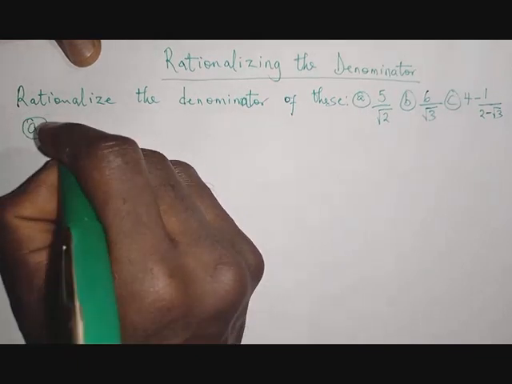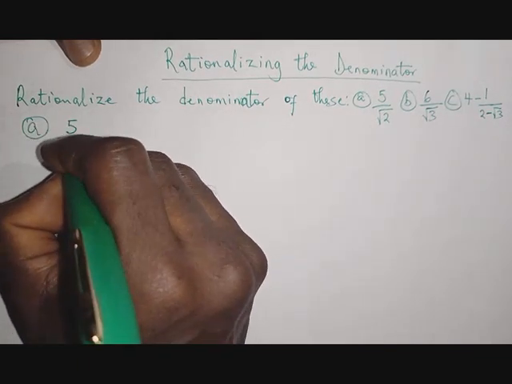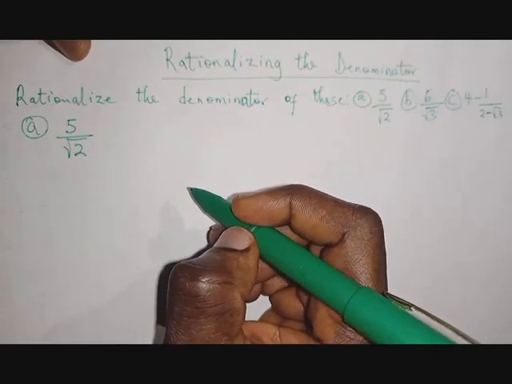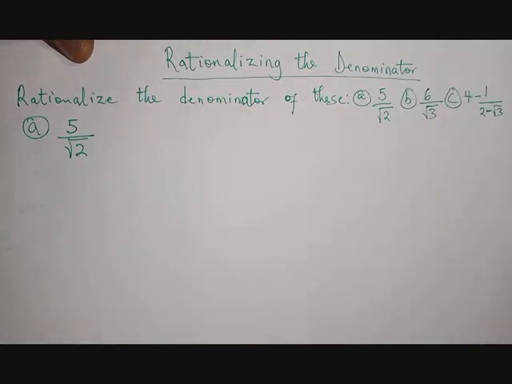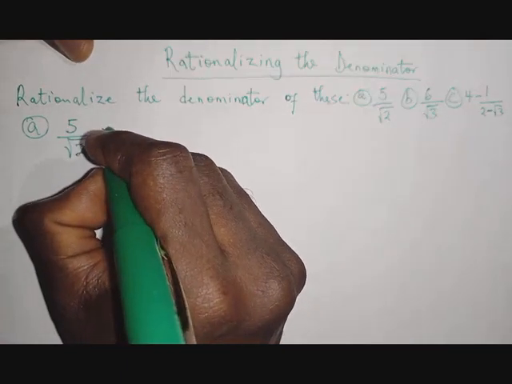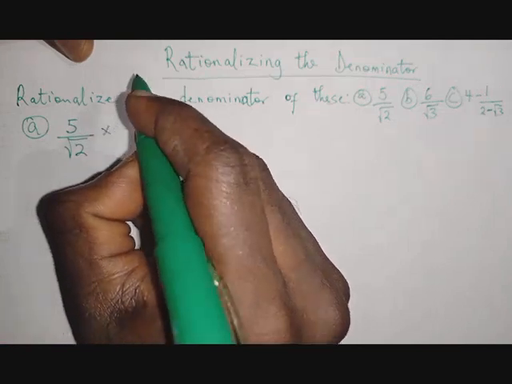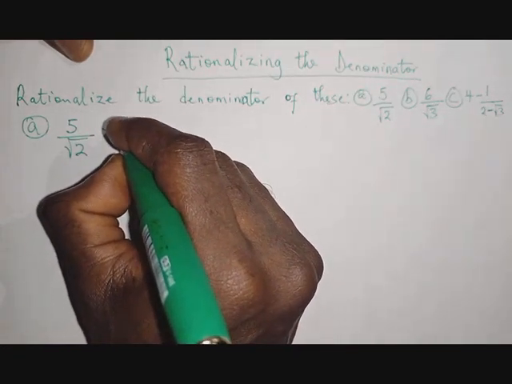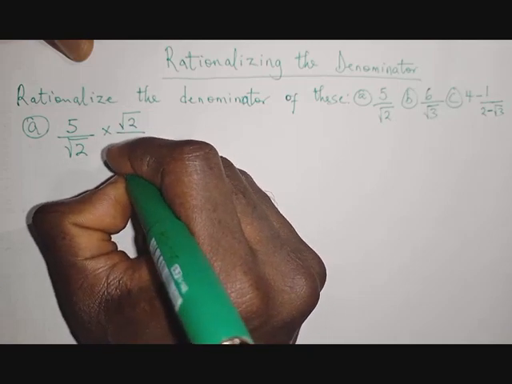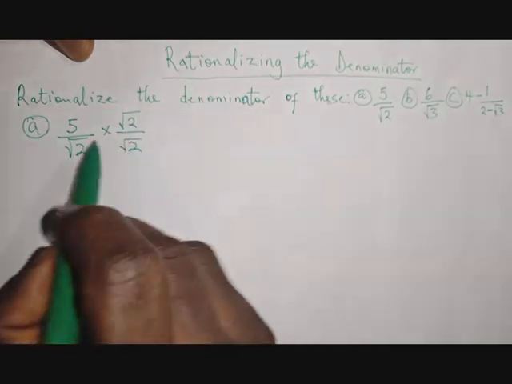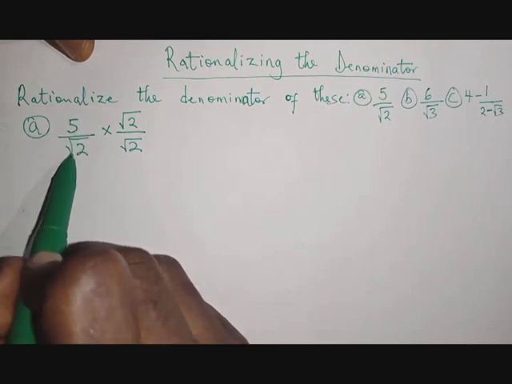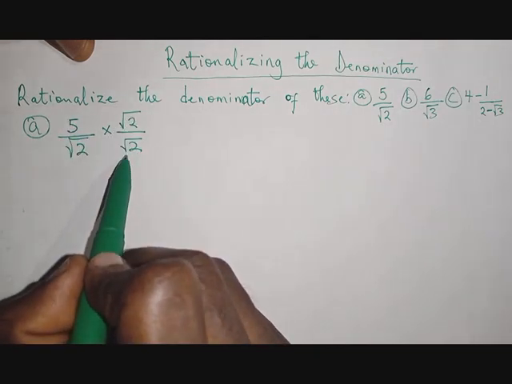We have 5 over root 2. To rationalize the denominator simply means we multiply by the surd we are given, both the numerator and the denominator. So this is simply what it means. So 5 over root 2 is simply going to be 5 over root 2 times root 2 over root 2.